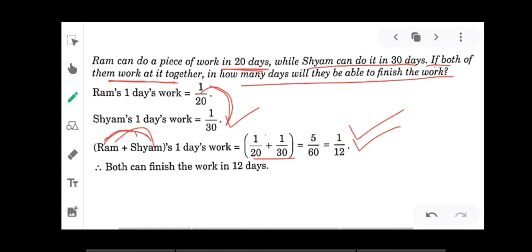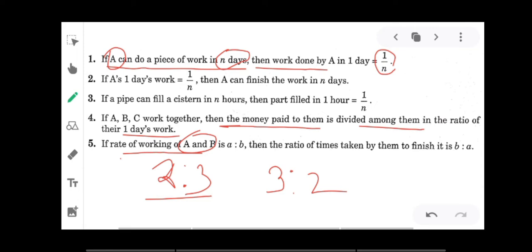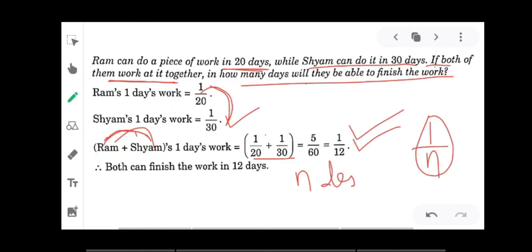This is 1 upon n. If one day work equals 1 upon n, then they can finish the work in n days. According to the second formula, if A's one day work equals 1 upon n, then A can finish the work in n days. So if Ram and Shyam's one day work equals 1 by 12, then they can finish the work in 12 days. Clear?